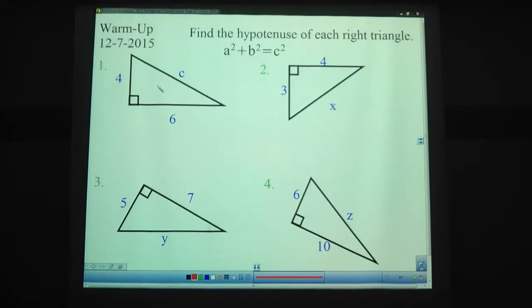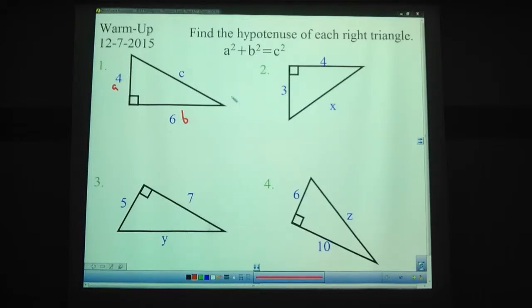So, problem number 1. Let's start by labeling the triangle. We call these A and B, C is C. Notice that the rest of these do not have them labeled using A, B, or C. That's sort of typical, that you're not going to actually be told, hey, this one's the hypotenuse. It's something they expect you to find by looking at the right angle.